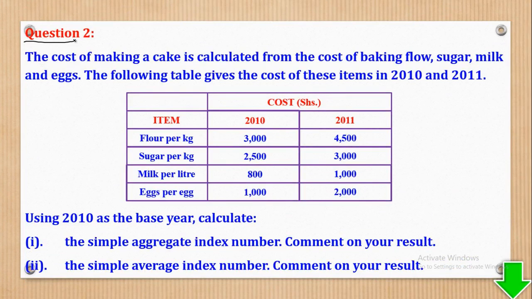So that was question 1. Now we shall go to question 2. Question 2 says the cost of making a cake is calculated from the cost of baking flour. So this was a spelling error. So baking flour, sugar, milk and eggs. The following table gives the cost of these items in 2010 and 2011. So these are the items and these are the costs in 2010 and costs in 2011, and they are in shillings.